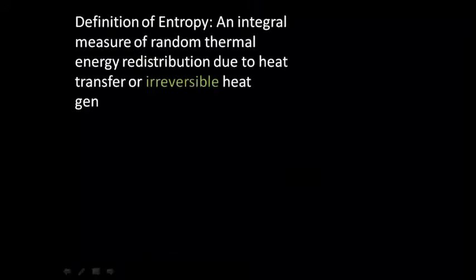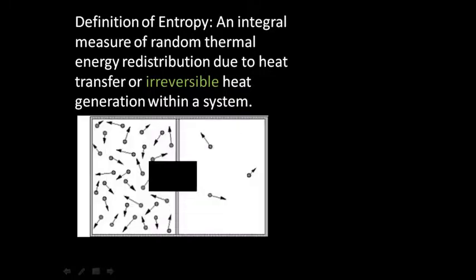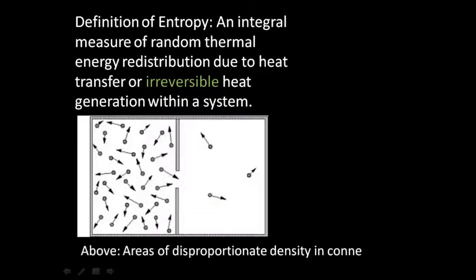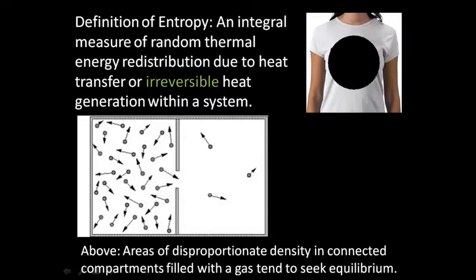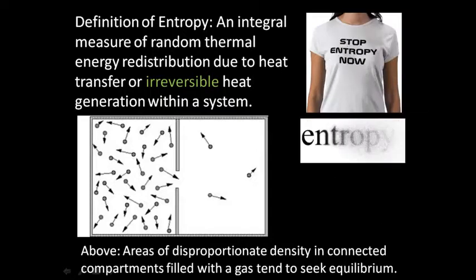How do we define entropy? Entropy can be defined as an integral measure of random thermal energy redistribution due to heat transfer or irreversible heat generation within a system. Take a look at this diagram. In the diagram above, areas of disproportionate density and connected compartments filled with a gas tend to seek equilibrium. That is, the molecules in the area of higher density will tend to flow into the area of lower density until both sides have approximately an equal number of molecules or density.